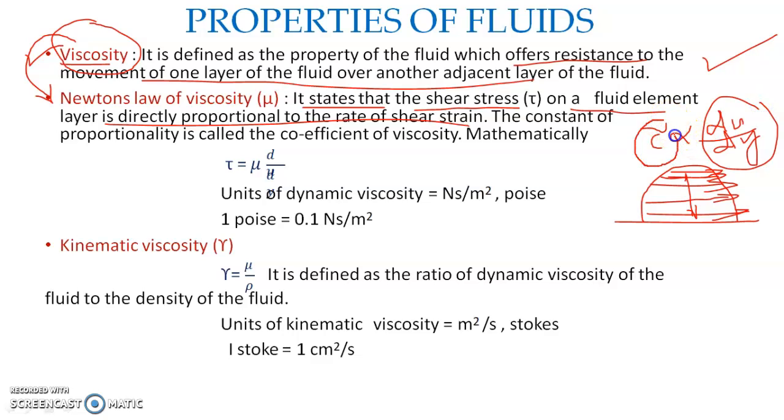So tau is the shear stress, and it is directly proportional to du divided by dy. This is called Newton's law of viscosity. So what is du by dy? Du by dy is called the shear strain rate. And what is mu? Mu is called the coefficient of viscosity, or sometimes the dynamic viscosity.